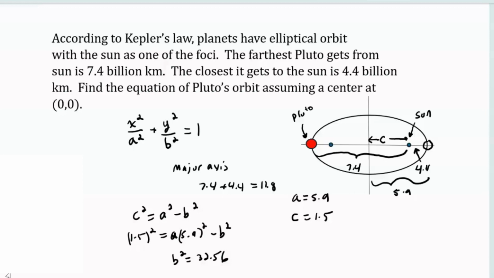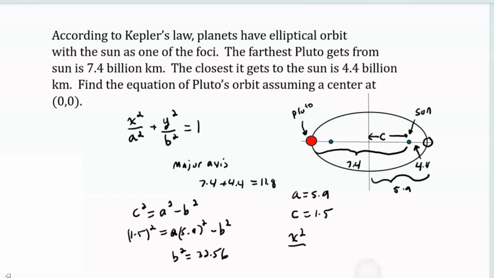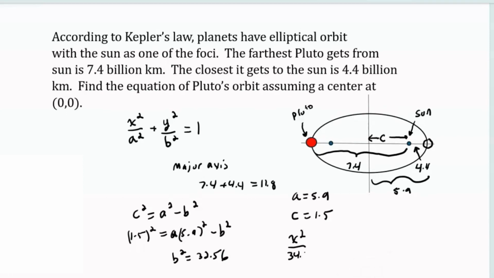My 5.9 squared is 34.81. So that means that my equation would be x squared over 34.81 plus y squared over 32.56 is equal to 1. And we're done.